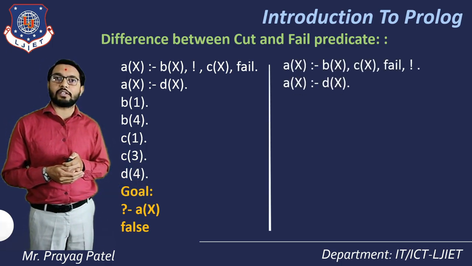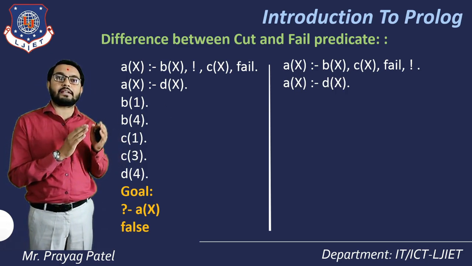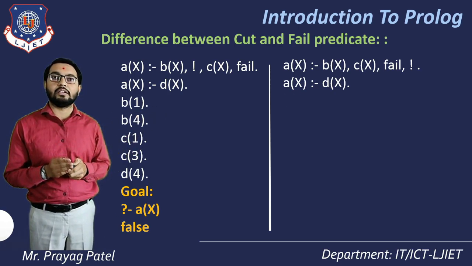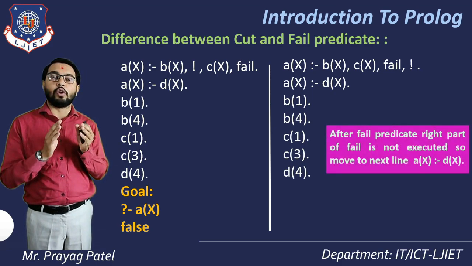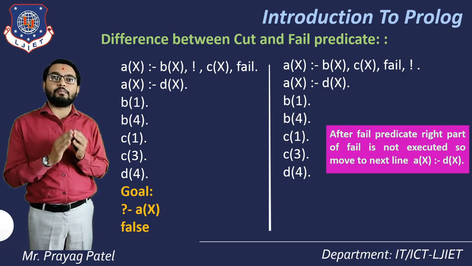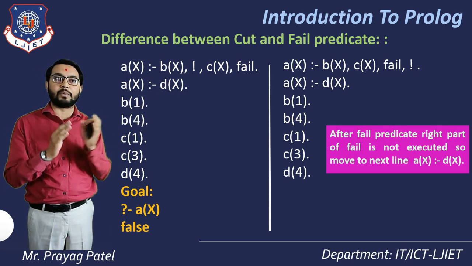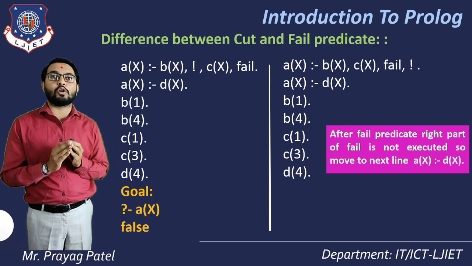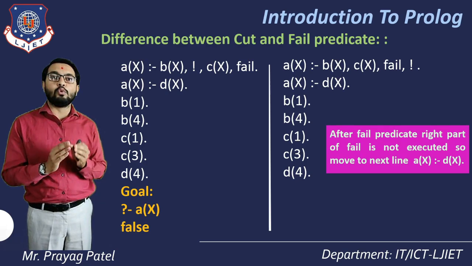Now what is the process for a different sequence? The sequence is like A(X) if B(X), then C(X), then fail, then cut, and the next rule A(X) if D(X). All the remaining part is the same as it is. Now what is the difference here? After the fail predicate, the right part of the fail is not executed. In the second example, we write the fail predicate, then we write the cut. The cut is never executed, because after the fail predicate no statement will be executed. So move to the next line.